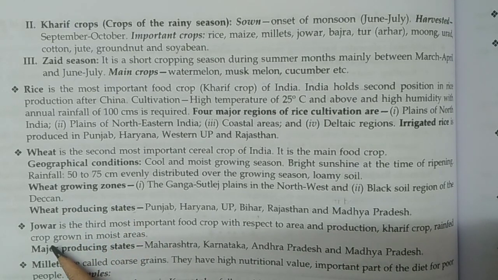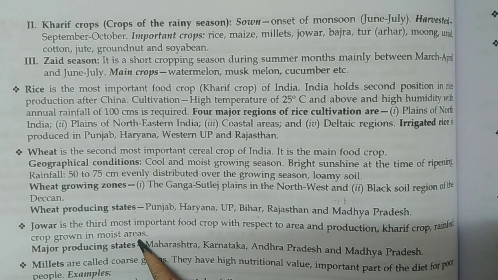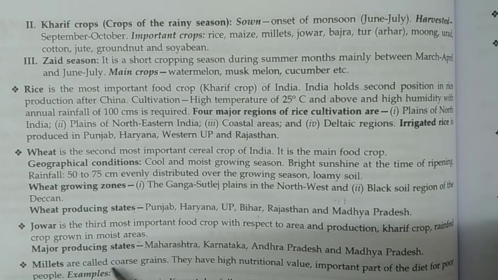Now next, jowar. Jowar is the third most important food crop with respect to area and production. Kharif crop, rain-fed crop grown in the moist areas. Next, major producing states of jowar: Maharashtra, Karnataka, Andhra Pradesh, and Madhya Pradesh.